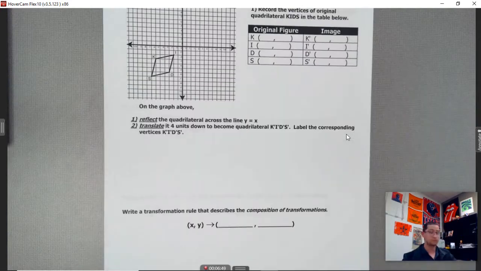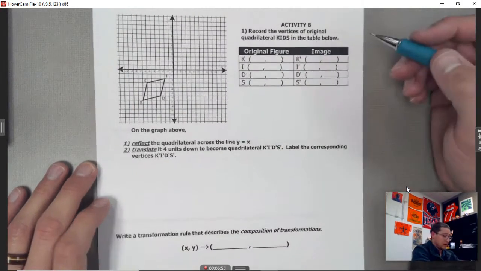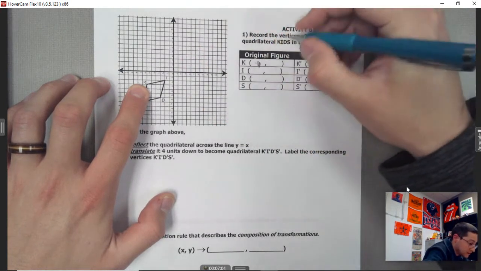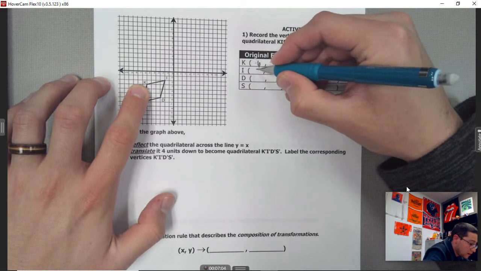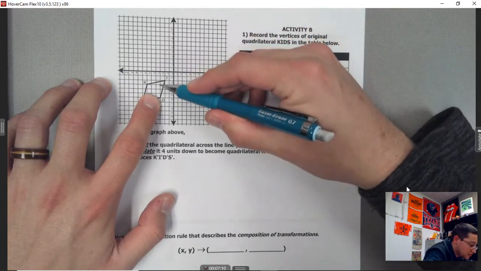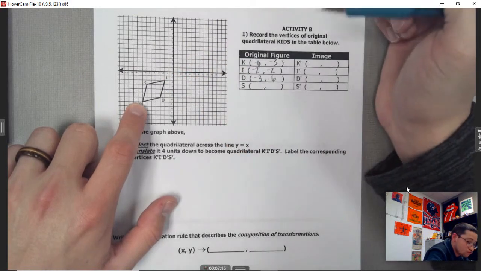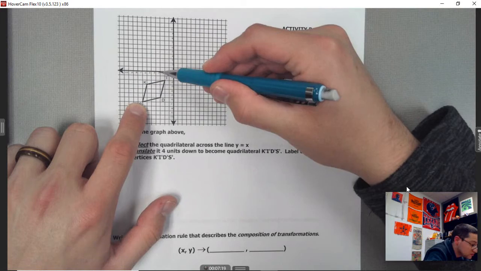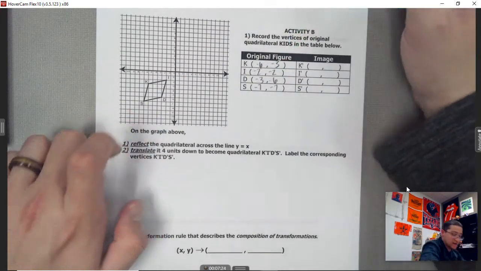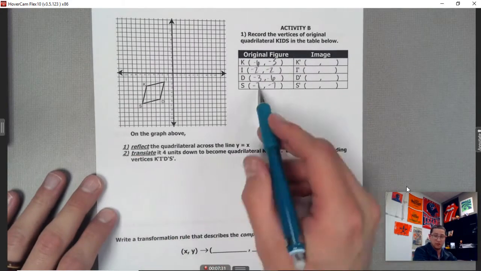Let's do another example. All right, activity B. We've got kids. So we've got K at negative 6, negative 3, and then for I, we've got negative 2, negative 2. For D, we've got negative 3, negative 6. For S, these numbers are not fun to see, negative 7, and then 1 down from D, so negative 7, negative 7. Same thing here, we're just going to follow each of these steps.